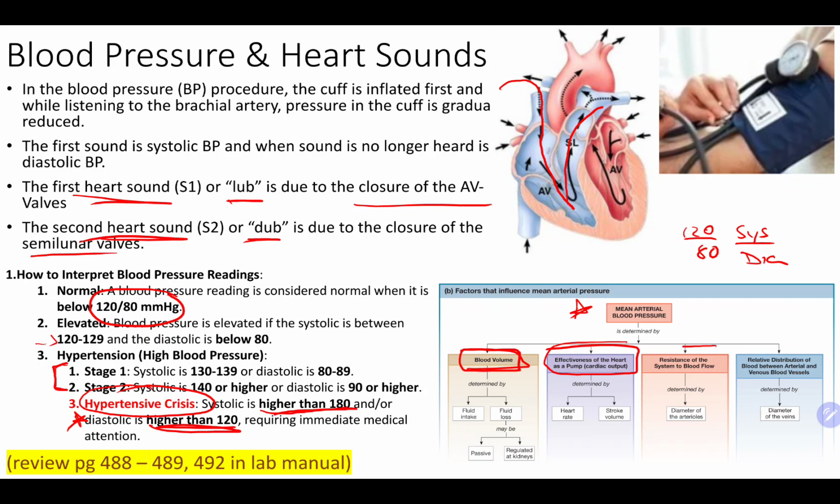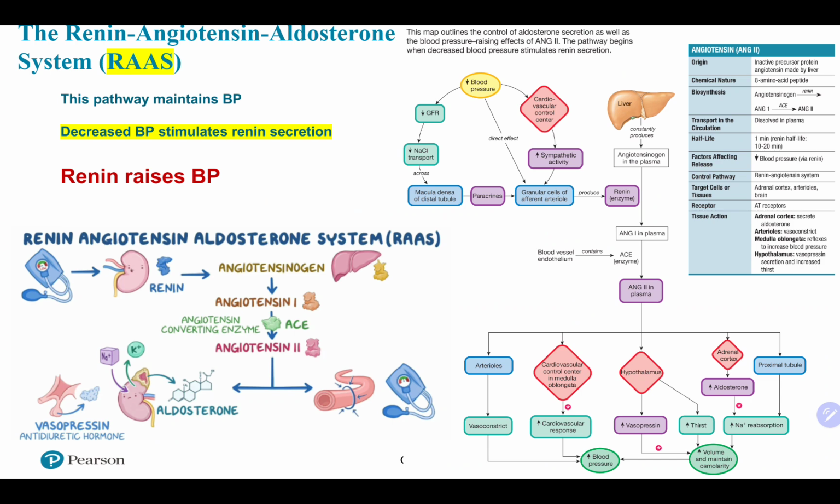Also, the resistance, right? And the diameter, I should say, of your arterioles, the diameter of your veins. These are other factors that will affect your blood pressure. And also understand things that can increase your blood pressure and lower your blood pressure, right? So increased sodium, things like that. But we can decrease our blood pressure with relaxation, no stress, exercise, things like that. Also understand the RAS system, the renin-angiotensin-aldosterone system.